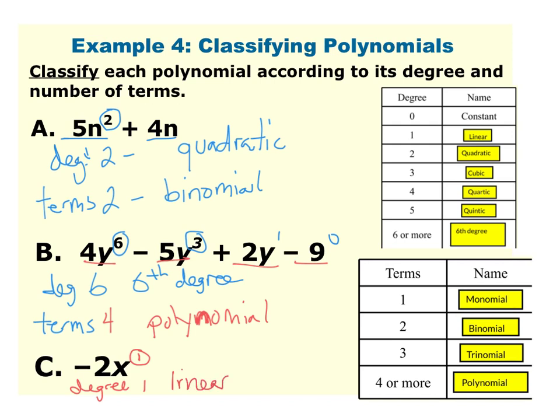I am having a hard time spelling. There we go, linear. And then we will write the number of terms. I kind of ran out of space here. There is one term here. So one term is called a monomial. It's right there. Monomial. All right, beside my chicken scratch, I know.